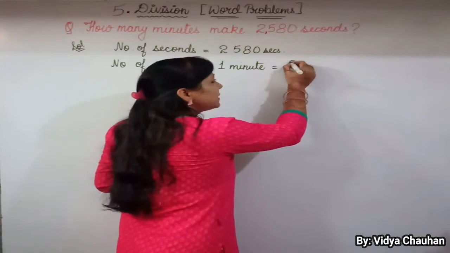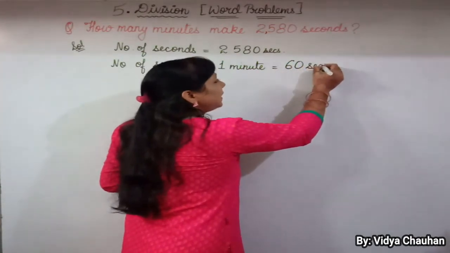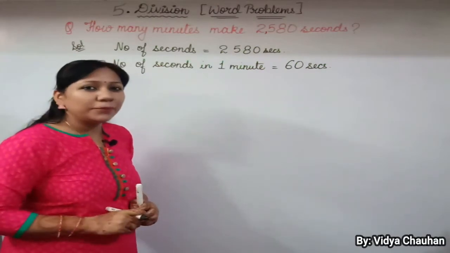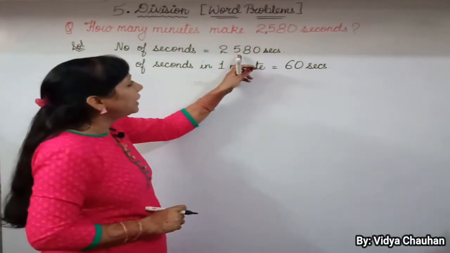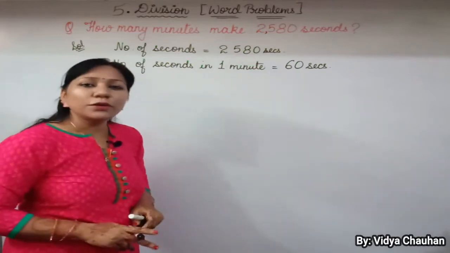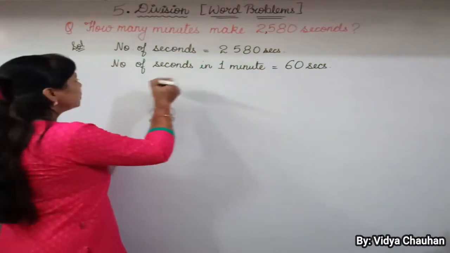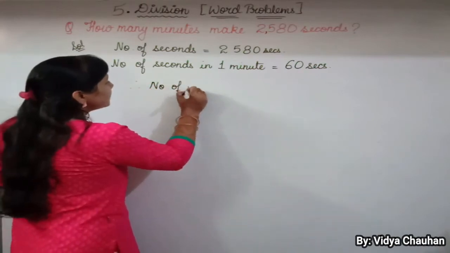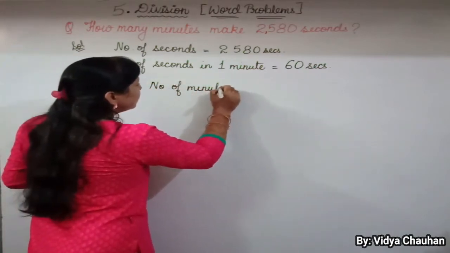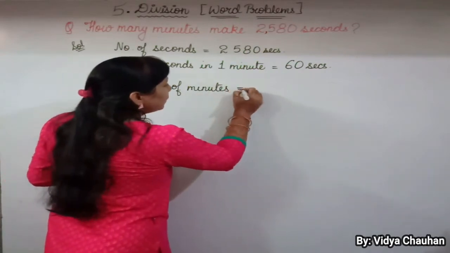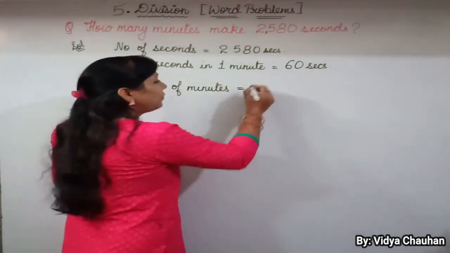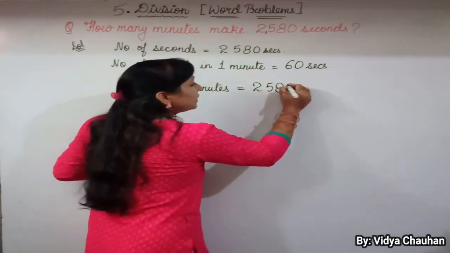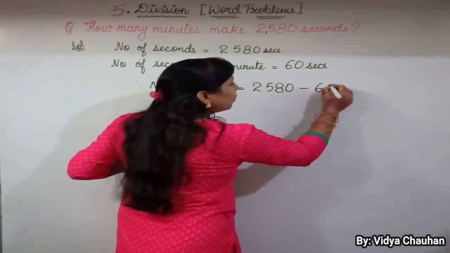We need to find out how many seconds are there in 1 minute. So how many seconds are there? There are 60 seconds. So there are 60 seconds in 1 minute. And now we have to find how many minutes are there in 2580 seconds. So therefore, number of minutes equals to, how are you going to find out the number of minutes? By dividing the given number of seconds by the seconds in 1 minute.